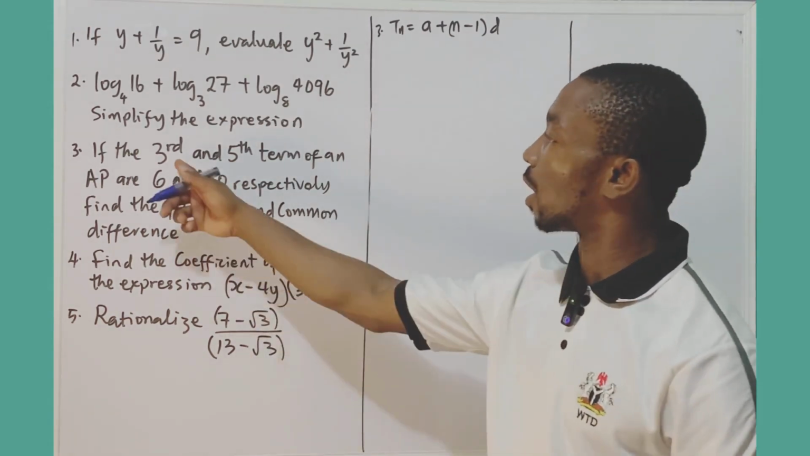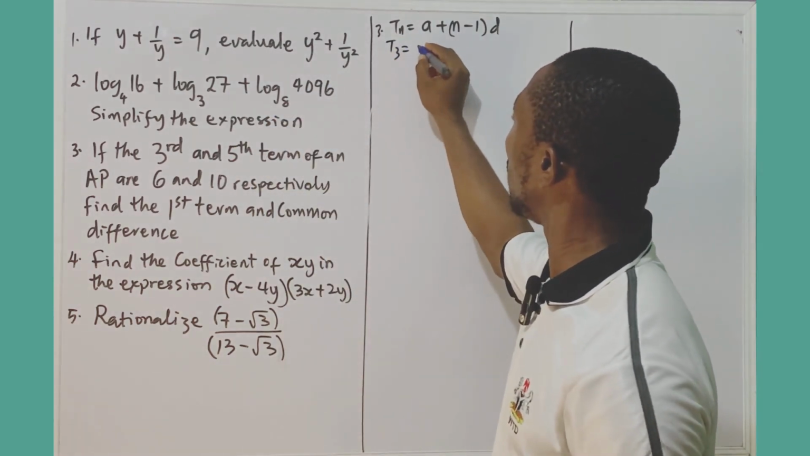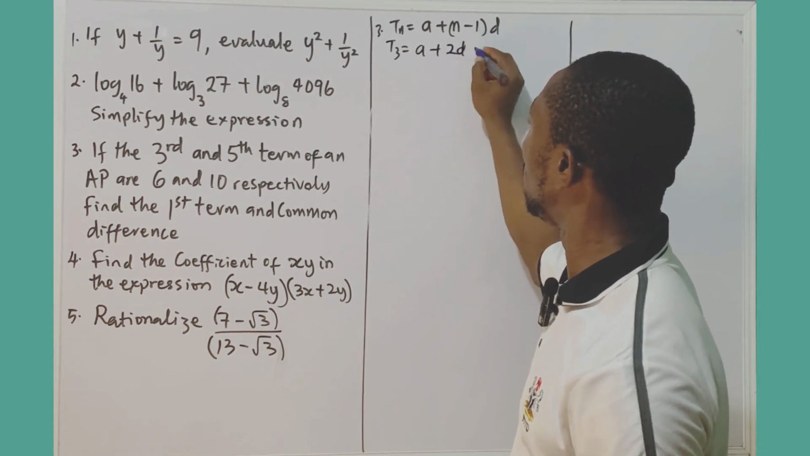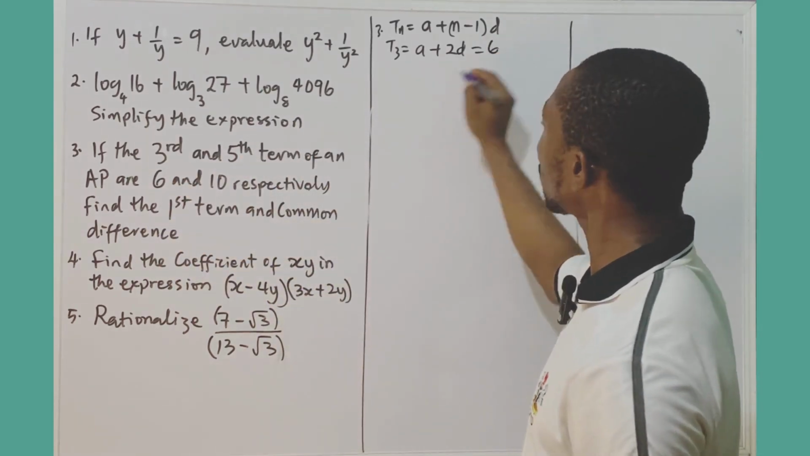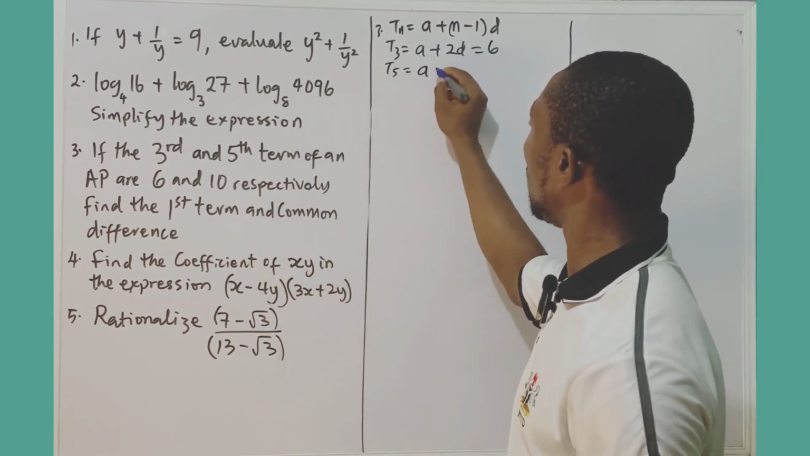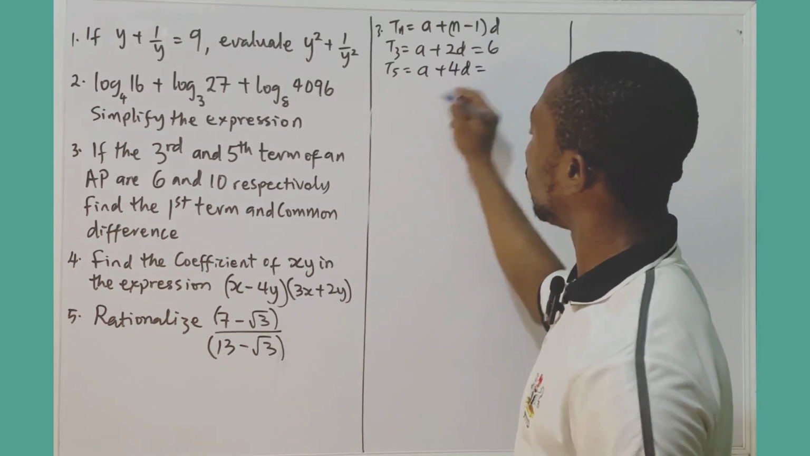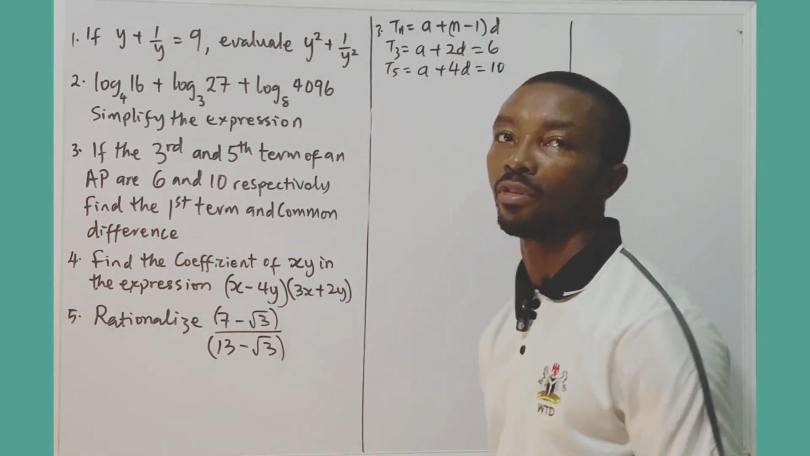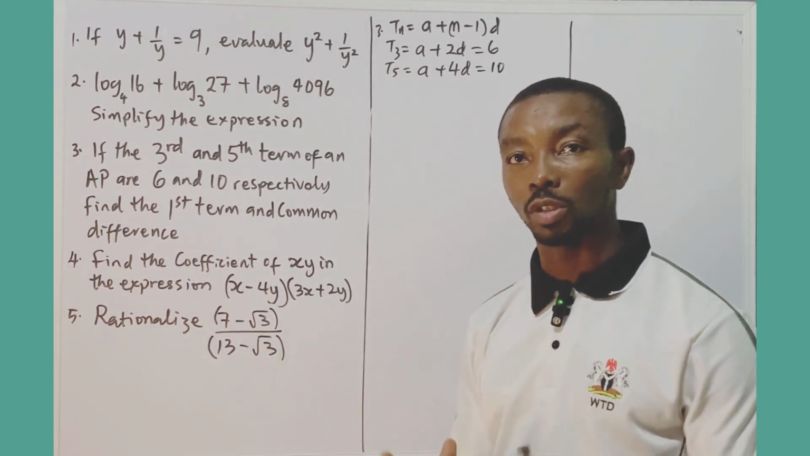Now, in this case, we are given 3. So our T3 would be a plus 3 minus 1, 2d, and we are told the value of that is 6. And T5 is given as a plus 5 minus 1, 4d, and the value is given as 10. Now you can see we have two equations there that we can solve simultaneously.